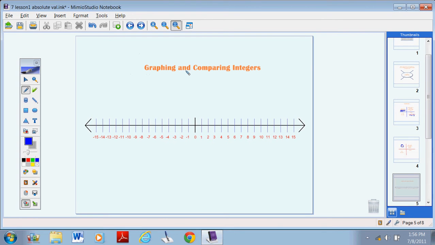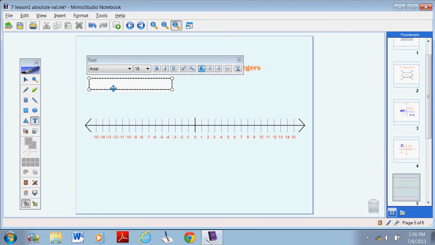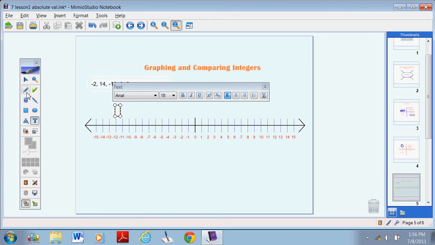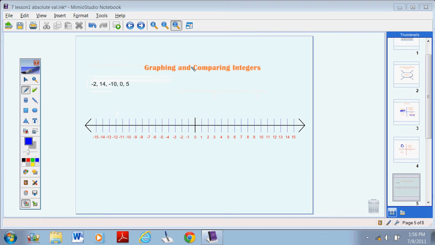Now we need to know how to graph and compare integers. For example, let's say they give you these integers: -2, 14, -10, 0, and then maybe 5. Okay, and they tell you to graph these integers. All you do is plot them on the number line, nothing difficult.